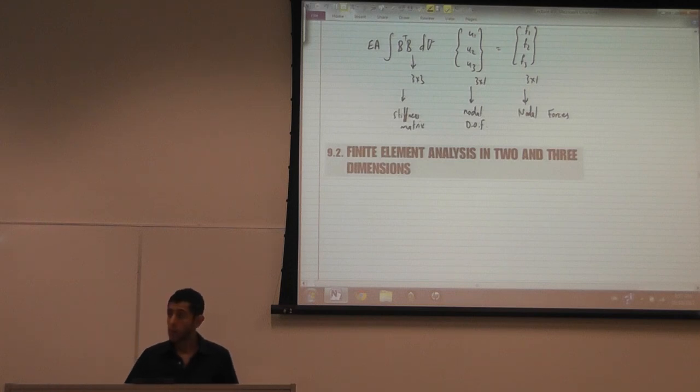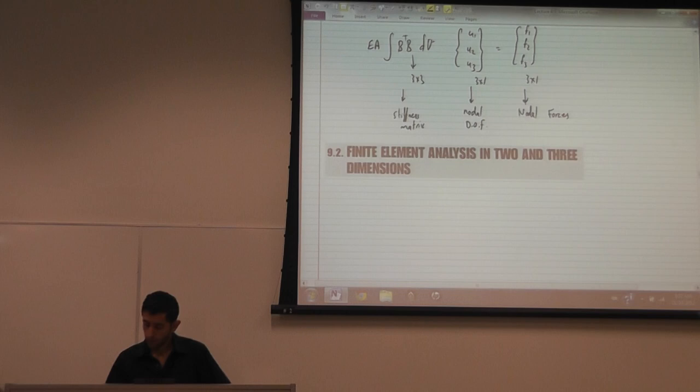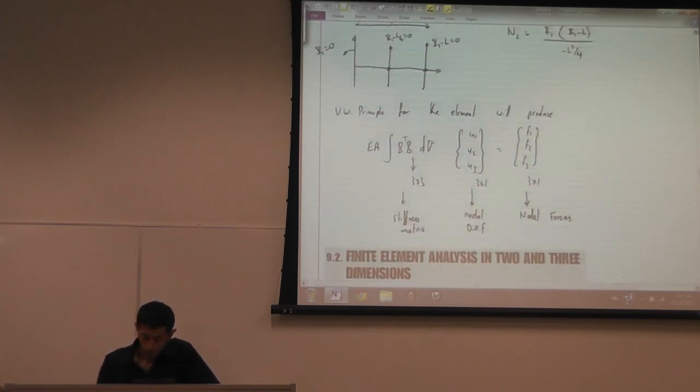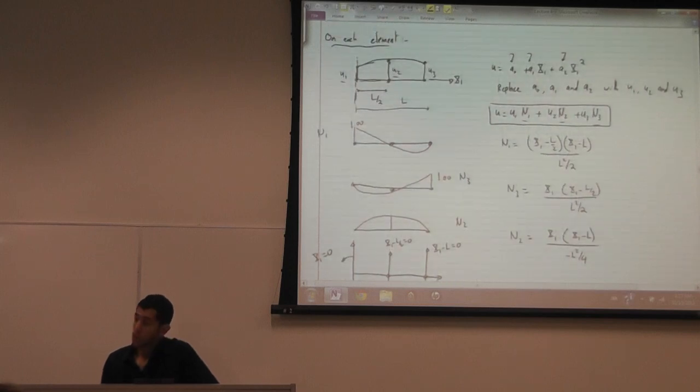How did you find the N1, N2, N3? Actually, I met with the previous N1, N2. What do you mean by the previous? For the element, we had N1 previously. For the linear one? Yes. No, the linear one. Let's look at the linear one.